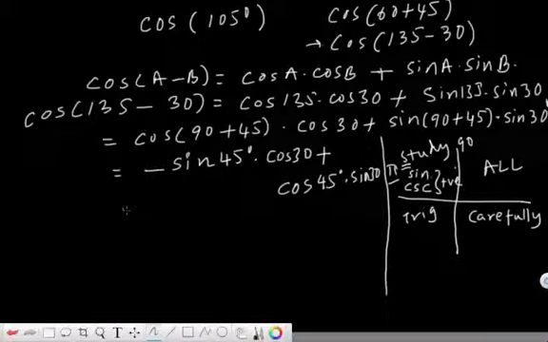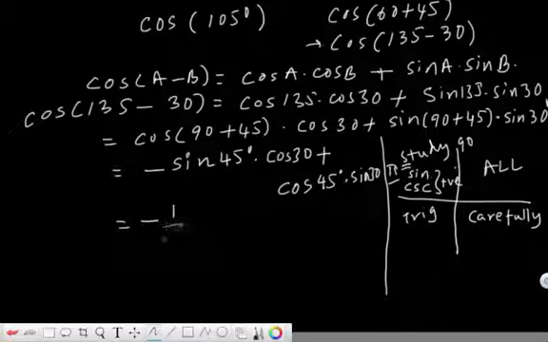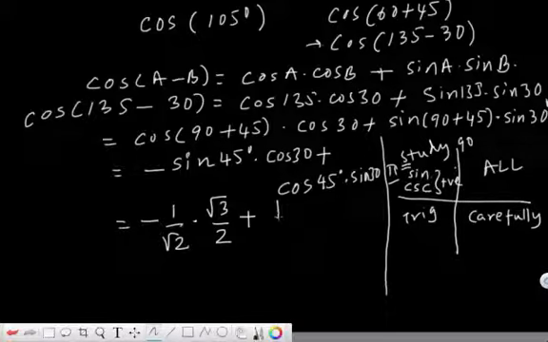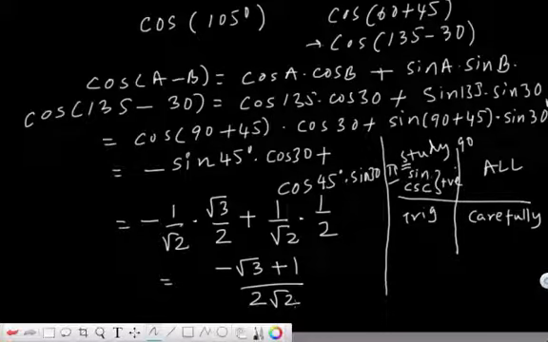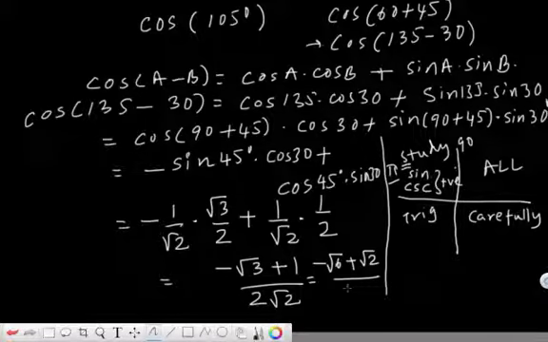Right? So now further simplify. We know sine 45 is 1 by root 2, cos 30 is root 3 by 2, plus cos 45 is 1 by root 2 times sine 30 is 1 by 2. So as you can observe, we will be having minus 3 root 3 plus 1 by 2 root 2. Again multiplying numerator and denominator by root 2, we will have minus root 6 plus root 2 by 4. So cos 105 degrees is minus root 6 plus root 2 by 4.